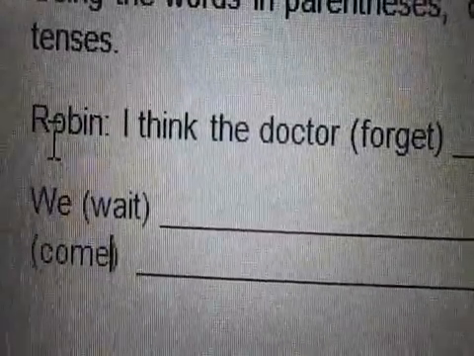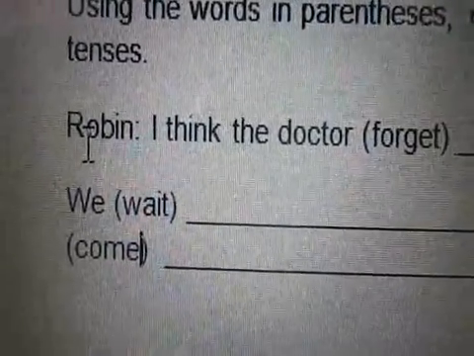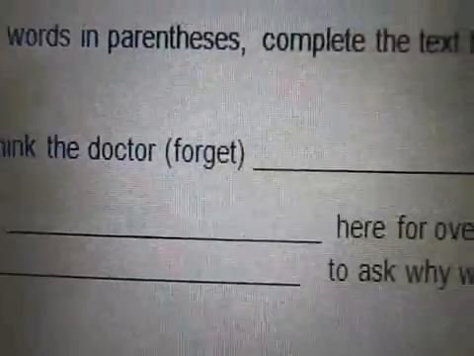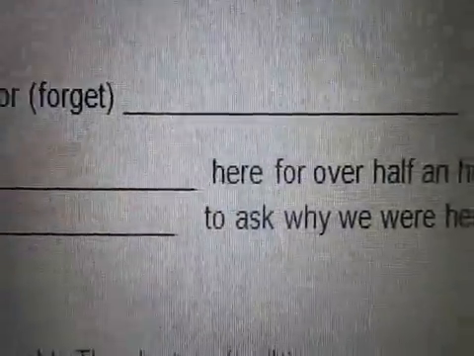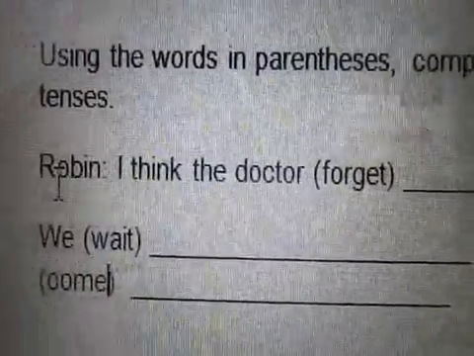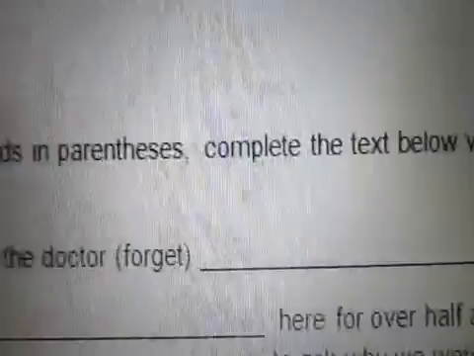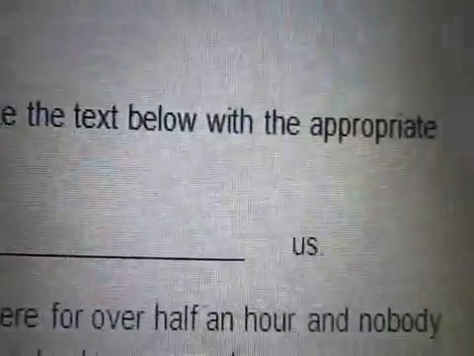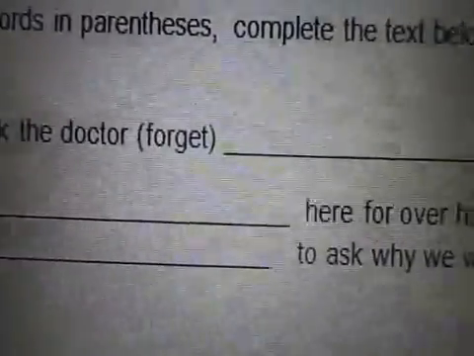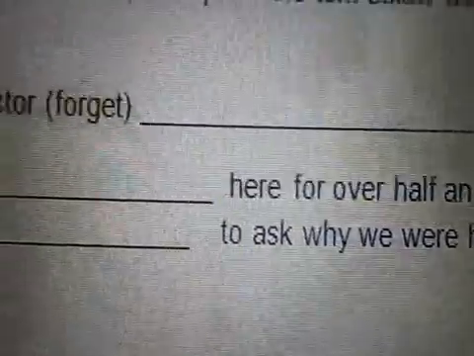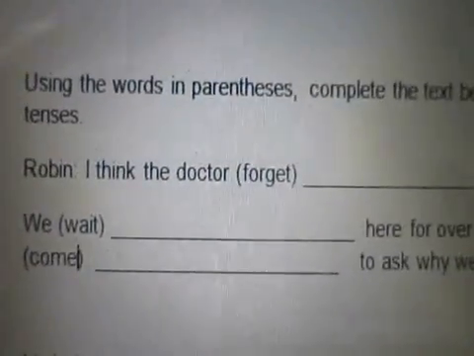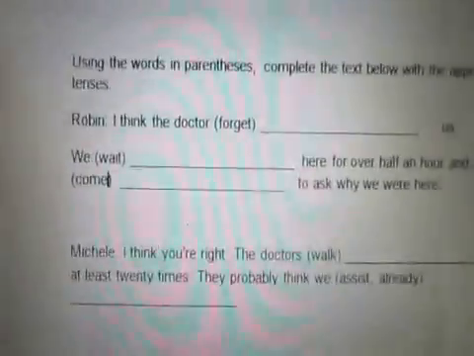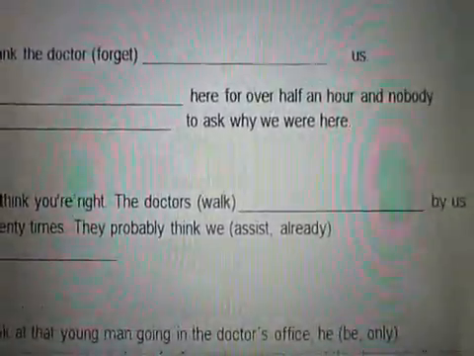We wait. Remember, wait? It's the action of hoping for something or somebody to arrive or to happen. Here for over half an hour and nobody to ask why we are here. Very good, Peter. We have been waiting here for over half an hour and nobody has come to ask why we're here. Very good. Here we don't emphasize time or a current action. In the second one, has come is not an emphasis of time, but of an action. And we go ahead and complete all the oral activity with the students.